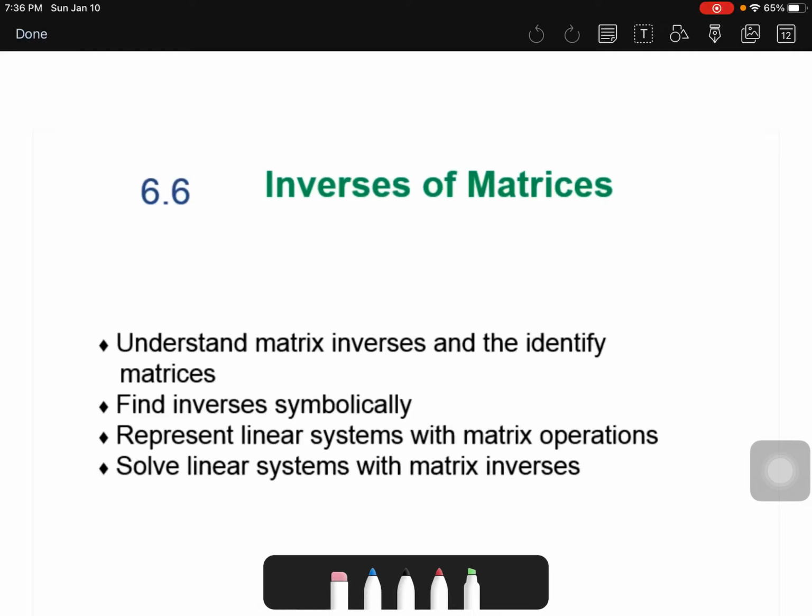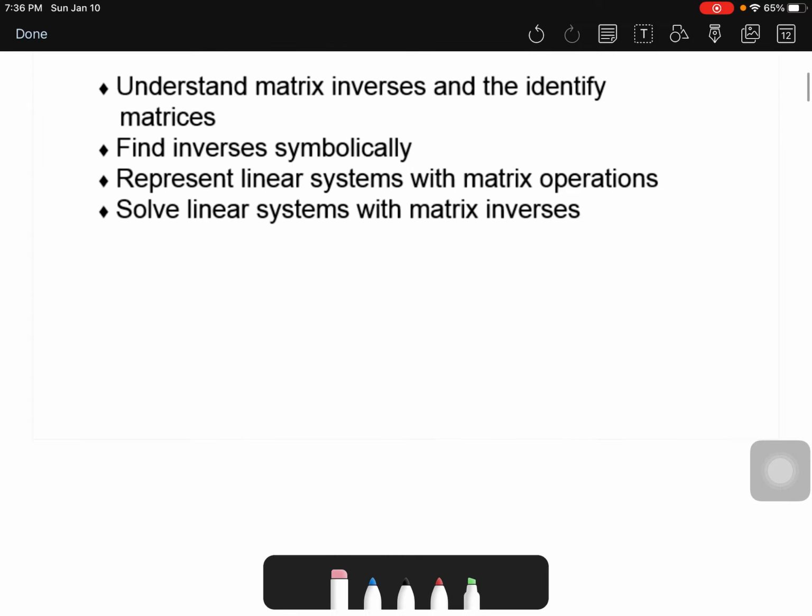Hey class, we're going to do the last section here for this year. We're looking at inverses of matrices, and we're going to use those to solve some systems of equations by using the inverse of the matrix. So first we're going to have to understand what matrix inverses are, and then also identity matrices. We'll find inverses symbolically by using some row operations, and then represent linear systems with matrix operations and solve those using the inverse. Okay.